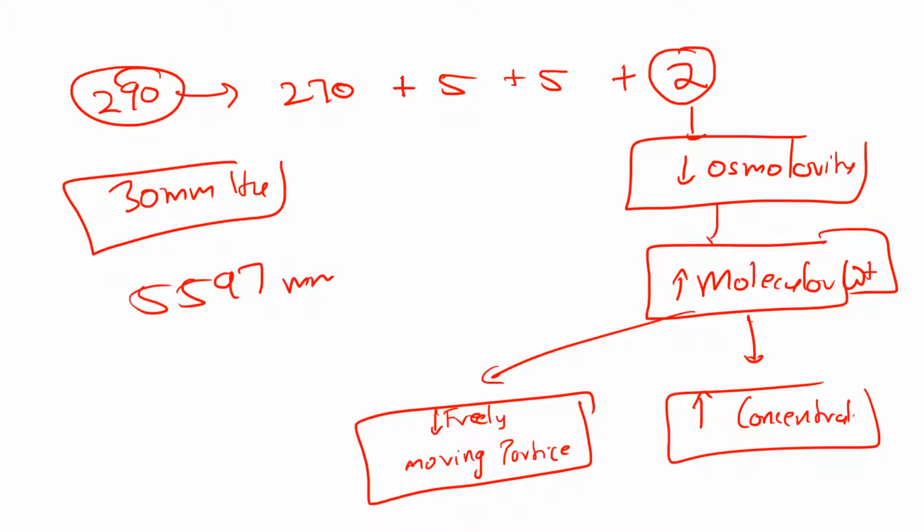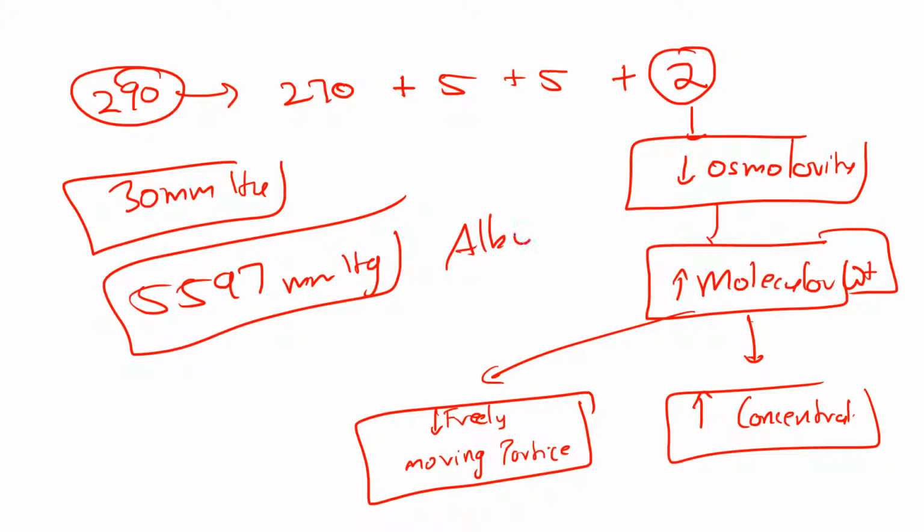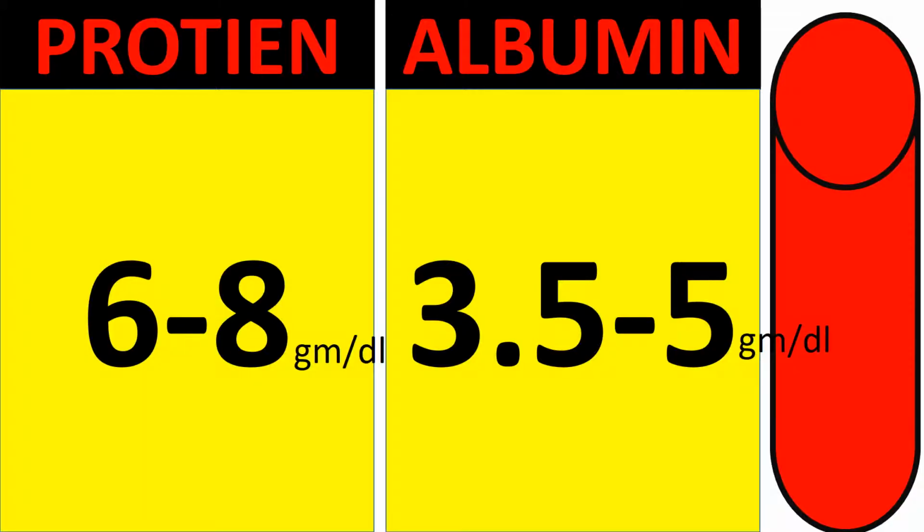Out of 5597 millimeter of mercury, the contribution from the protein will be only 30 millimeter of mercury. Now out of proteins, which protein is contributing the maximum? That will be the albumin. Albumin is the one which is contributing maximum for the osmolarity exerted by the protein concentration in the blood.